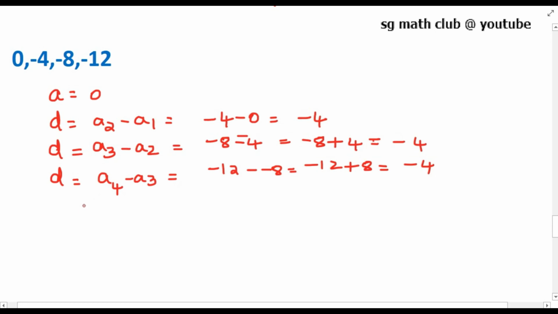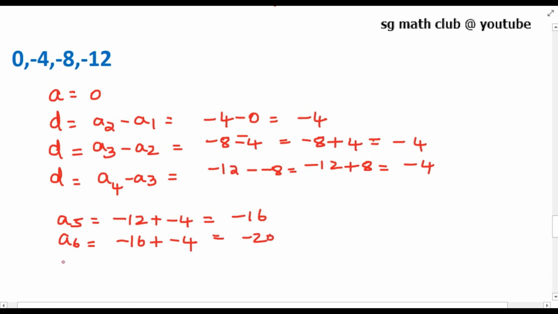We need to find three more terms. So we can write the other three terms: minus 12 plus minus 4, which is equal to minus 16, that is A5, the fifth term. A6 will be minus 16 plus minus 4, which is minus 20. And the seventh term will be minus 20 plus minus 4, which is equal to minus 24. So the remaining three terms we can write are minus 16, minus 20, minus 24.